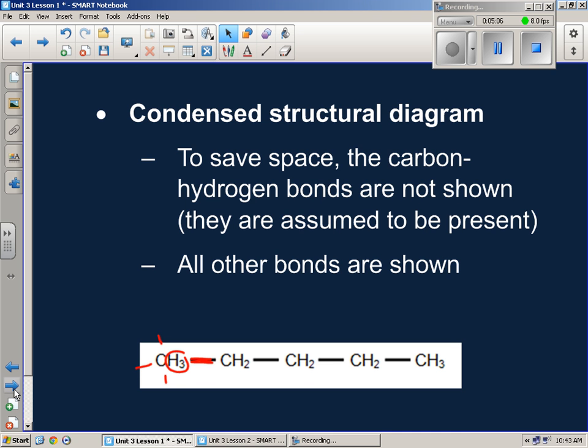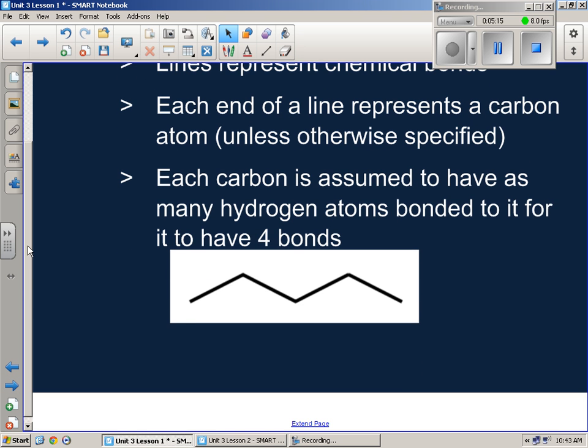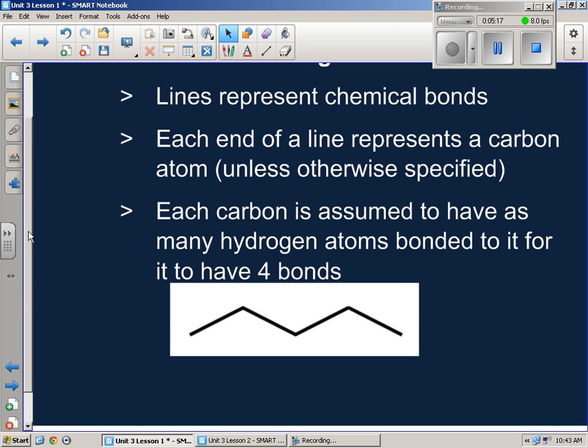Okay, and then finally, last one here is what we call a line structural diagram. And the lines represent chemical bonds, and at the end of each line represents a carbon atom unless you otherwise specify. Okay, and we're a long ways away from that probably. Each carbon is assumed to have as many hydrogen atoms bonded to it as, you know, the 4 bonds around carbon.